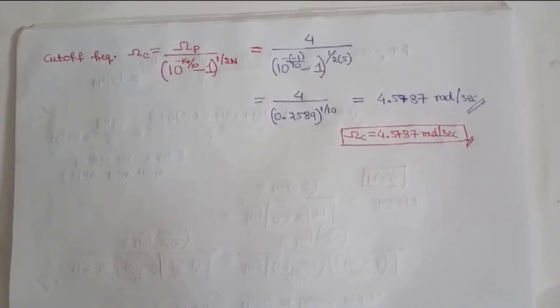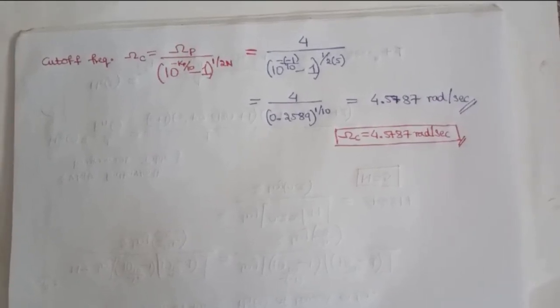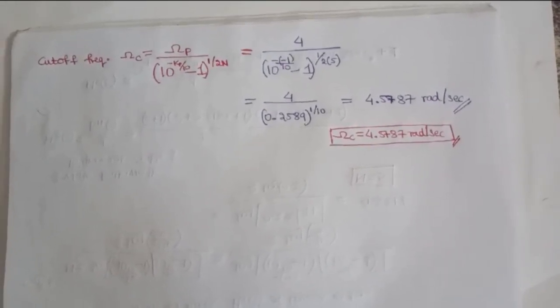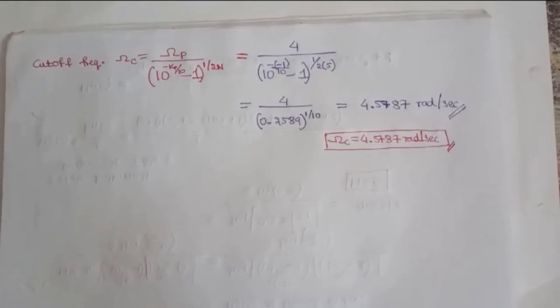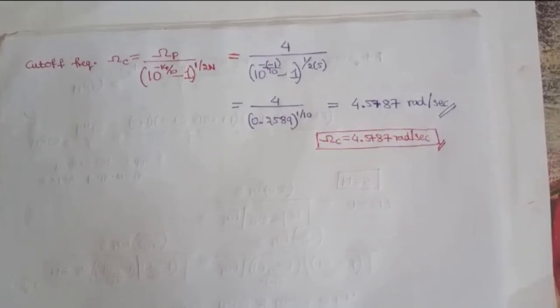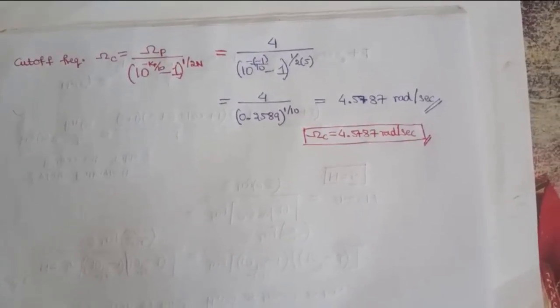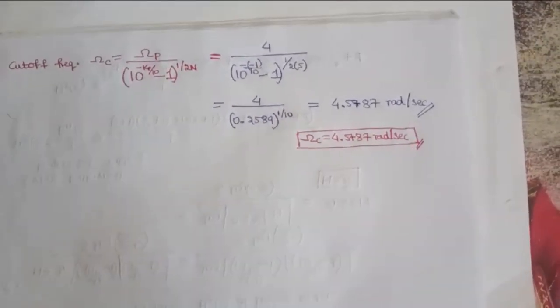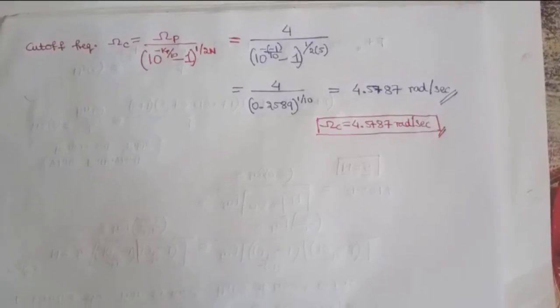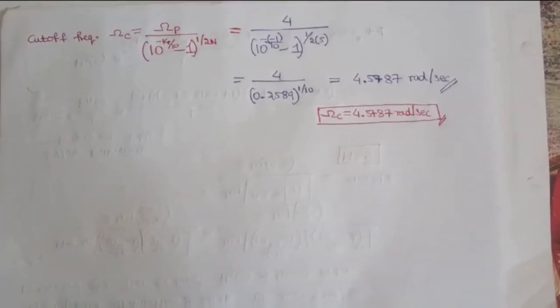We know the formula omega c is equal to omega p divided by (10 raised to minus kp by 10 minus 1) raised to 1 by 2n. Substituting the values of omega p as 4, kp as -1 and n as 5, we obtain omega c is equal to 4.5787 radian per second. After calculating the cutoff frequency, we are asked to design a low-pass filter.